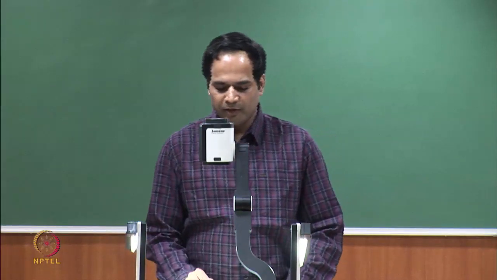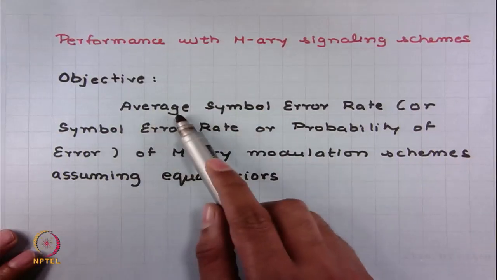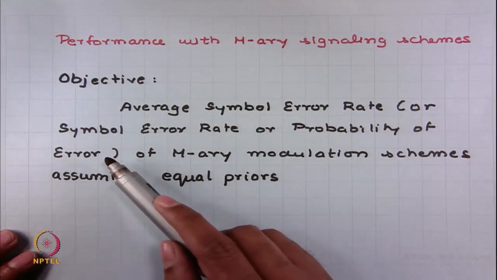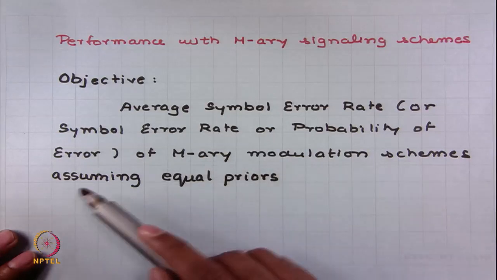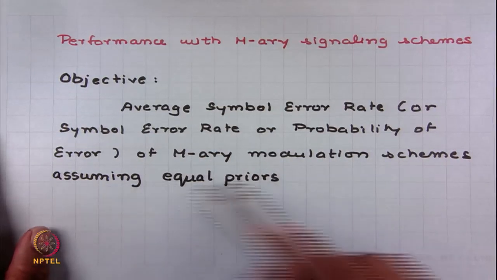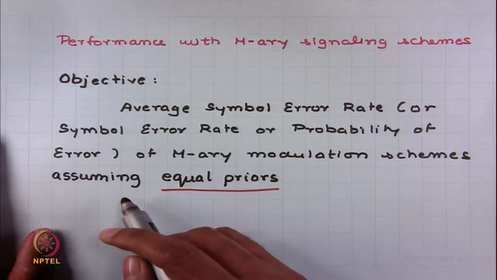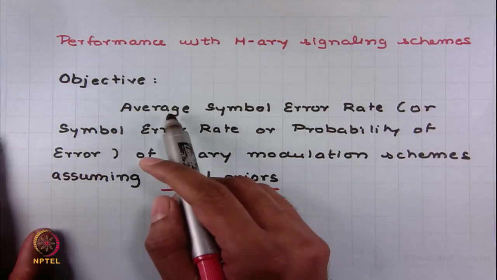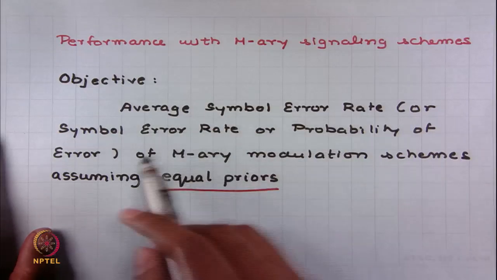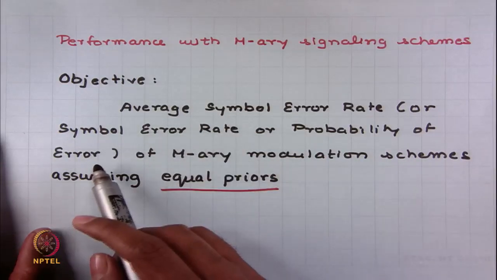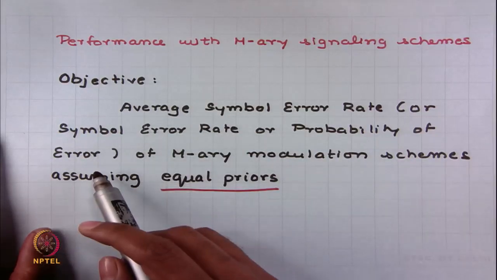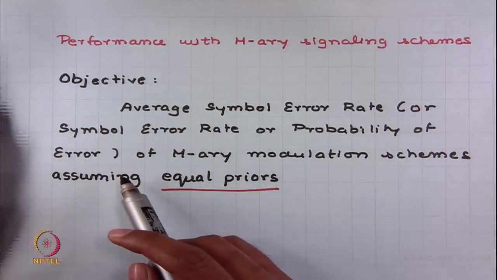So, what is the objective of this lecture? In this lecture, we will learn how to calculate the average symbol error rate of M-ary modulation schemes, and we assume that these signals happen with equal priors. We also sometimes call this average symbol error rate simply symbol error rate or probability of error. So, I will use these words interchangeably.